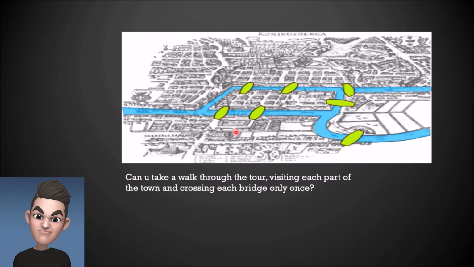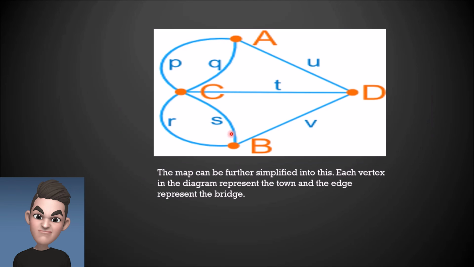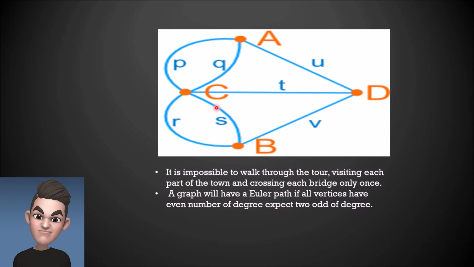This type of problem is known as the Seven Bridges of Königsberg. The map can be further simplified into this type of diagram. Each vertex in the diagram represents a town part and each edge represents a bridge. In this diagram, we can see that C has 5 degrees, from Q, P, R, S, and T, and A has only 3 degrees, from P, Q, and U. D also has 3 degrees, from T, U, and V. B also has 3 degrees, which are R, S, and V.